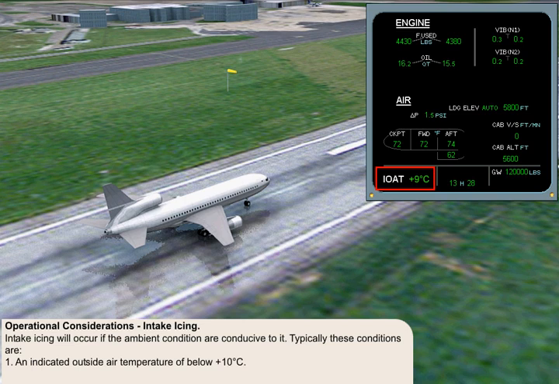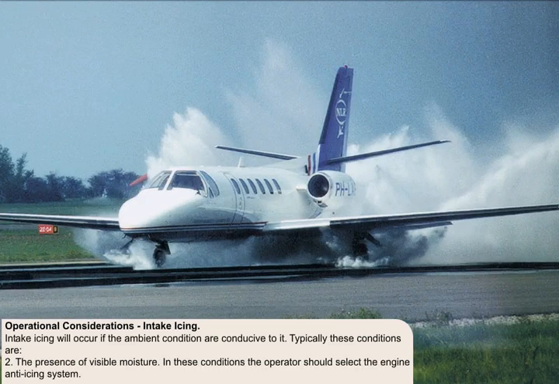Intake icing will occur if the ambient conditions are conducive to it. Typically these conditions are: 1. An indicated outside air temperature of below plus 10 degrees Celsius. And 2. The presence of visible moisture, that is, fog or any form of precipitation, or alternatively, standing water on the runway, or if the RVR is less than 1,000 meters. In these conditions, the operator should select the engine anti-icing system.